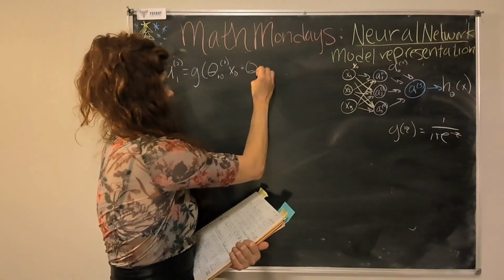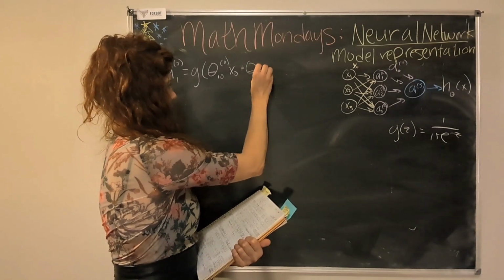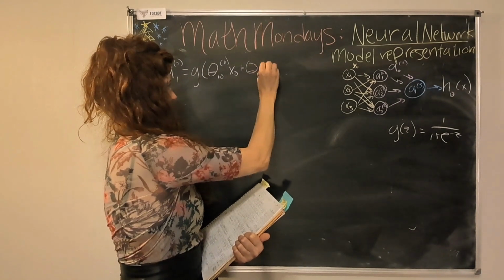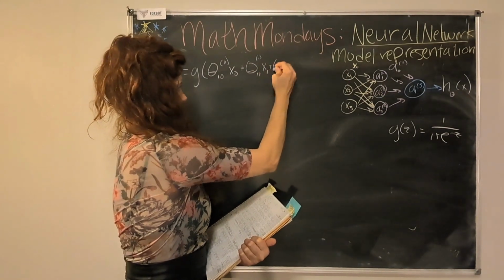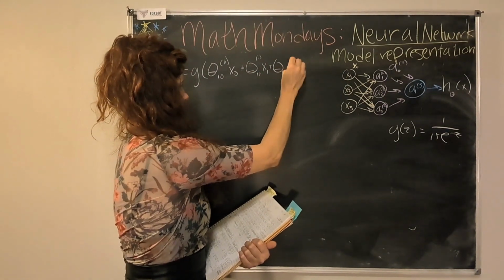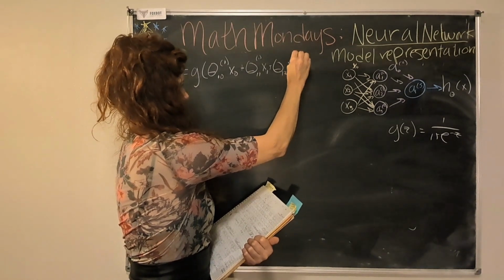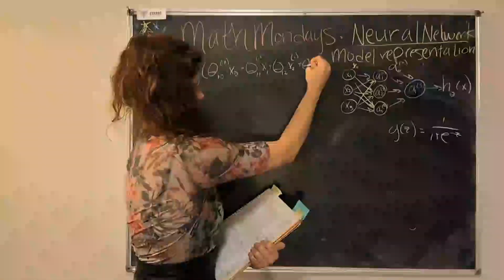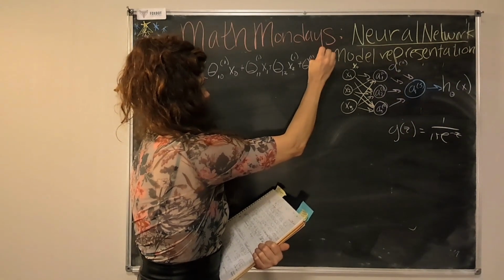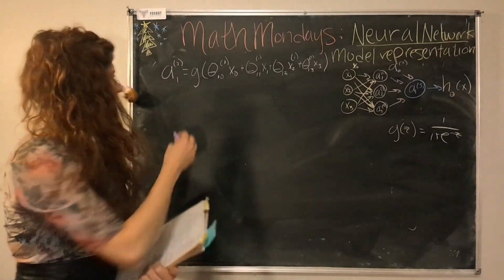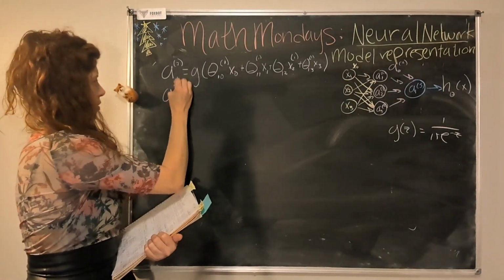So we have theta node 1, parameter 2, but we count at 0, times x1, plus, and then we just keep doing that, theta 1 2 times x2 in layer 1, and then theta 1 3 times x3 in layer 1. Okay. Oh, look at that. We did it. And we do this for each node.